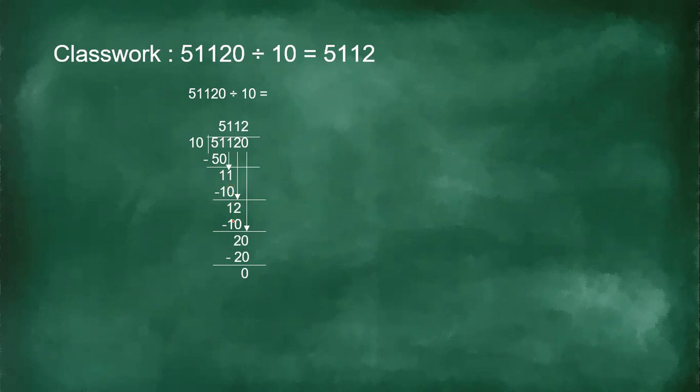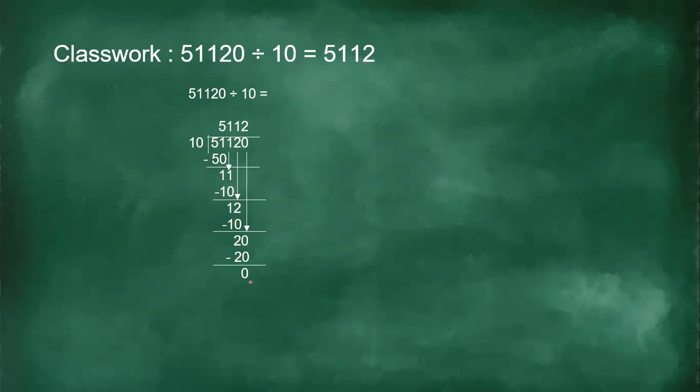12, the nearest number to 12 in the 10 times table is 10. So then I put up my 1. And then I minus this. And then it equals 2. And then I bring down my 0. And then 20. The nearest number to 20 in the 10 times table is 20. And then I put up my 2.